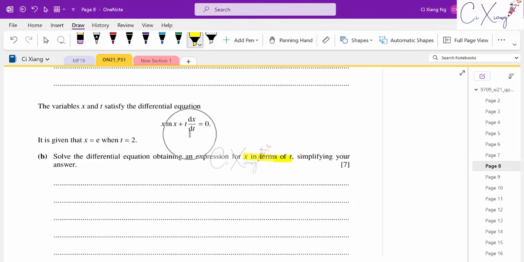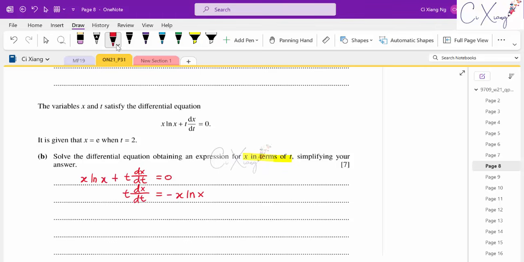First of all, when you're having this equation here, you need to think of a way to separate the variables, all the x to one side, and the t to the other side. Okay, so before I can do anything, maybe I want to move all the x to the other side first. If I want to move all the x to the other side, then by right I will have negative x ln x.